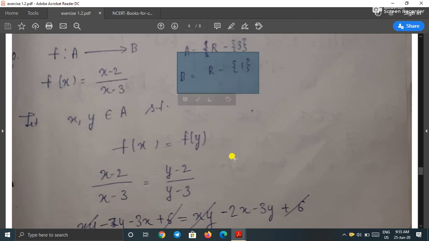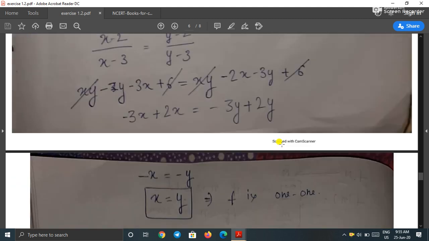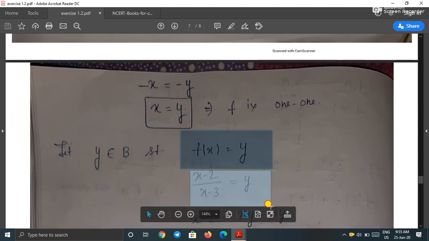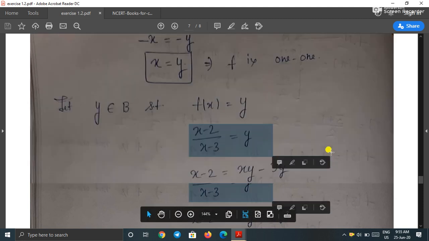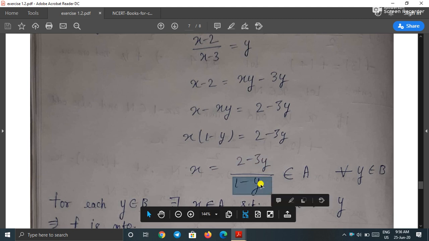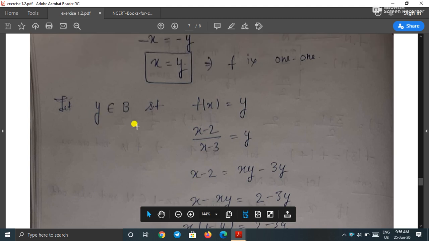So let us check the surjectivity of the function. To check the surjectivity of the function, take a point y in V such that f of x is equal to y. Now apply the definition. (x minus 2)/(x minus 3) is equal to y. Now after some normal calculation, we will get x is equal to (2 minus 3y) upon (1 minus y). See, y कहाँ से आपने लिया है? Y belongs to B.